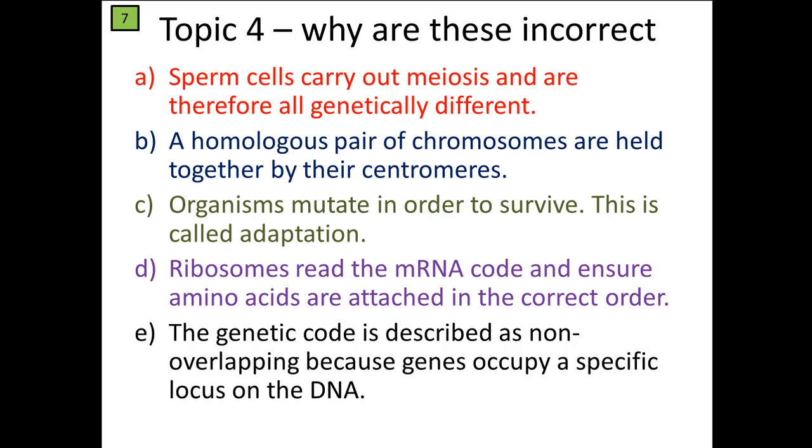And E, the genetic code is described as non-overlapping because genes occupy a specific locus on the DNA. No, non-overlapping is all to do with the fact that the DNA is read as codons. This is where the ribosome has a job. It advances 3 bases at a time. It moves on a codon. So it reads 3 bases, next 3 bases, next 3 bases. That's non-overlapping code. And yes, genes can never overlap on a chromosome, but we never talk about them being non-overlapping because it wouldn't work otherwise.